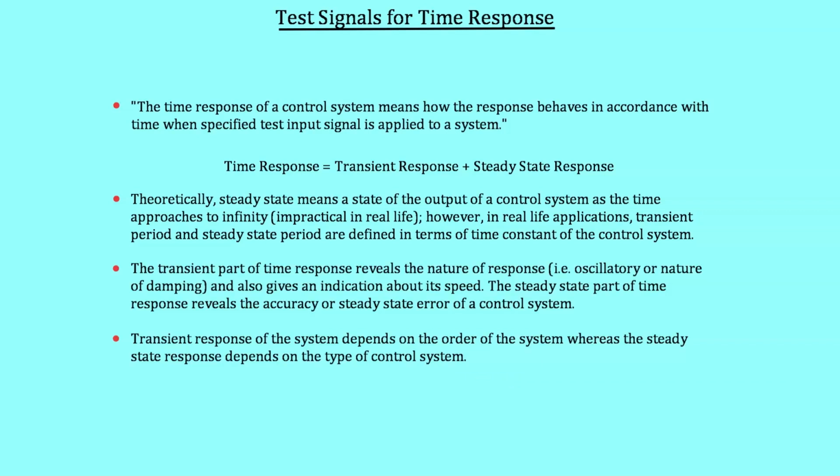The transient part of time response reveals the nature of response, whether the system is oscillatory in nature or what is the damping factor of the response, and also gives an indication about its speed. The steady state part of the time response reveals the accuracy or steady state error of a control system. Transient response of the system depends on the order of the system, whereas the steady state response depends on the type of the control system. This point will be verified in the later lectures. For now, you just simply write it down.